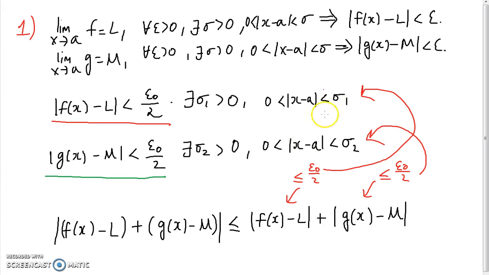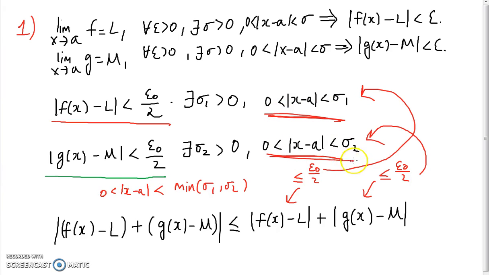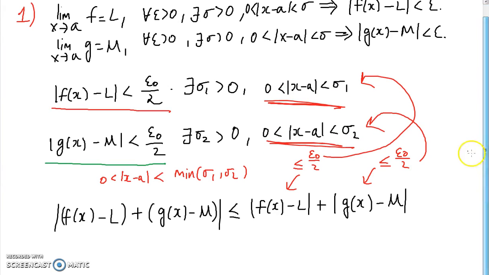Well, it's actually quite simple. All we have to do is ensure that x is less than the minimum of delta 1 and delta 2. So whatever the minimum of delta 1 and delta 2 is, if we ensure that the distance between x and a is less than this minimum value and greater than 0, then both these statements here must be true. So why is that the case?